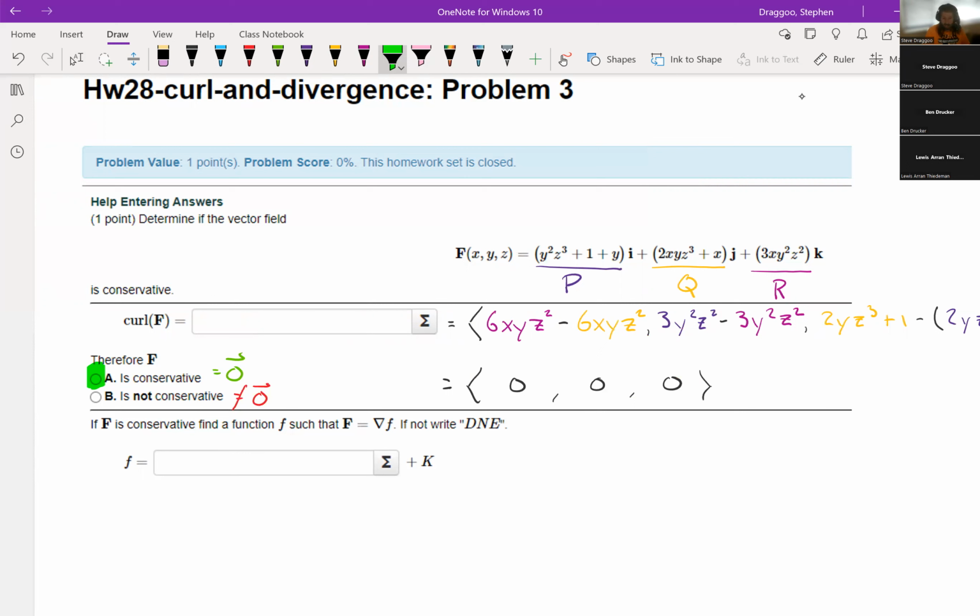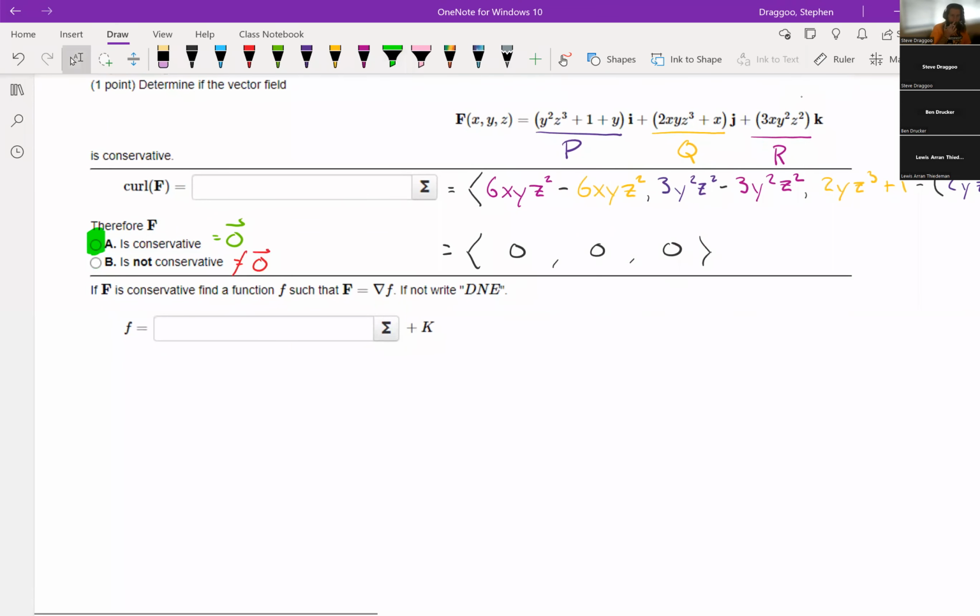So to find that function, what we'll want to do is integrate each of our 3 components with respect to their own position. So we're going to integrate the x component with respect to x. We're going to integrate the y component with respect to y, z component with respect to z, and then use that to reconstruct our original function. So if I do the x piece first, I've got an x, y squared, z cubed, plus x, plus xy.